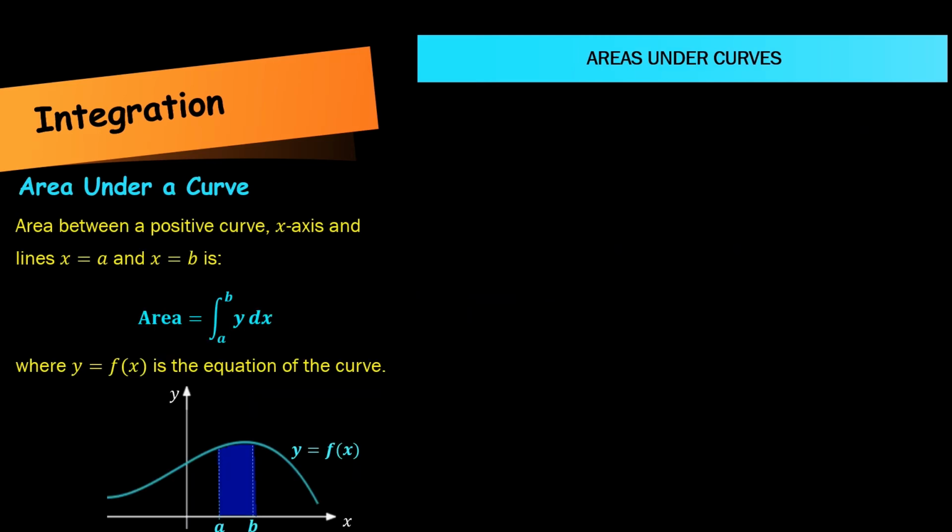For review exercise 4, let's recap the area under a curve. The area between a positive curve, the x-axis, and the lines x equals a and x equals b is area equals the integral between the limits a and b of y dx, where y equals f(x) is the equation of the curve. A sketch will illustrate this. So we have the curve, we have the lines x equals a, x equals b, and we have the x-axis. And the shaded area is the area we're looking for.